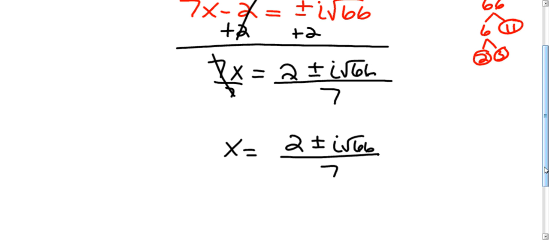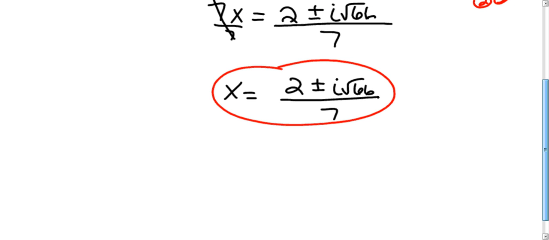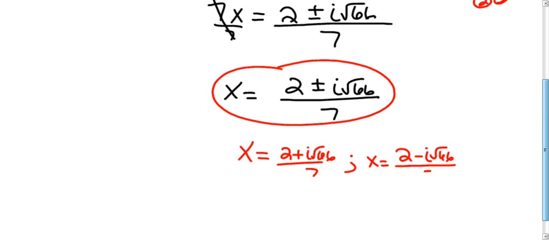Accelerated math might write this a couple of different ways. I'm okay if you leave it like this. Accelerated math might do this because really there's 2 answers here. One of the answers is 2 plus i root 66 all over 7. And then the other answer is 2 minus i root 66 all over 7. So they might have it written separately like that.